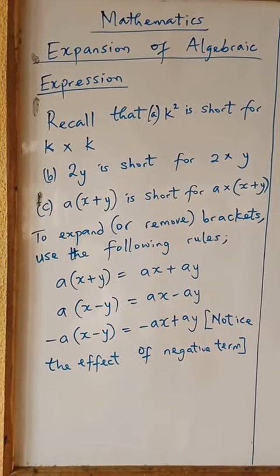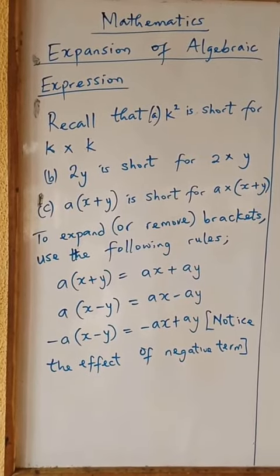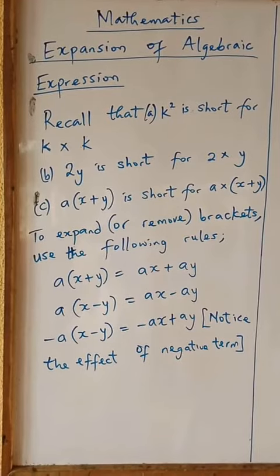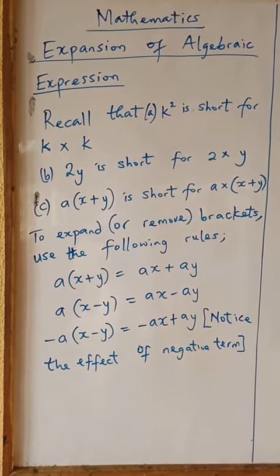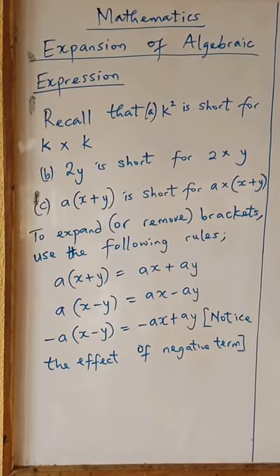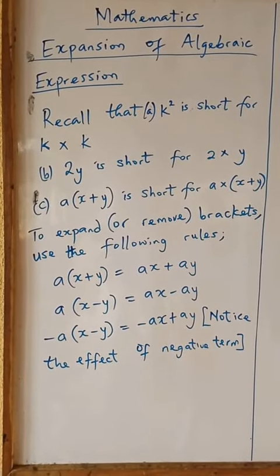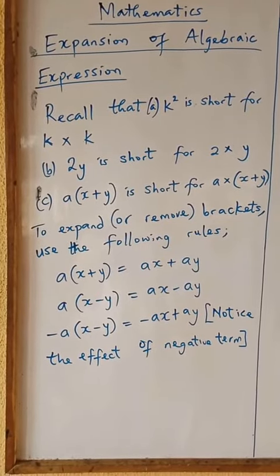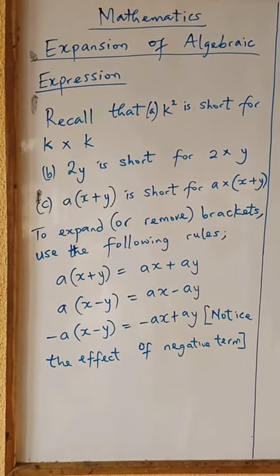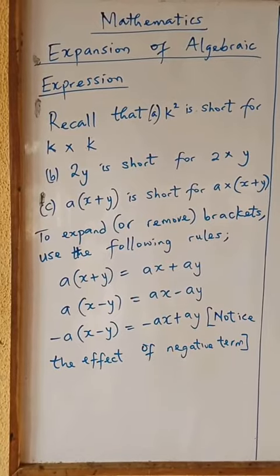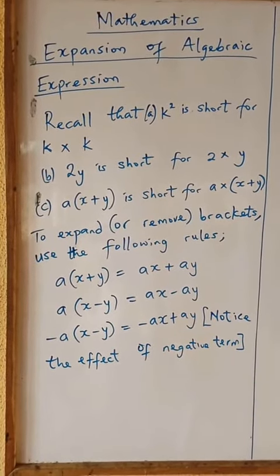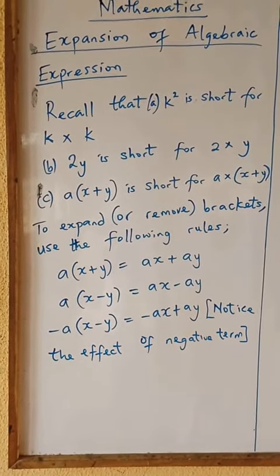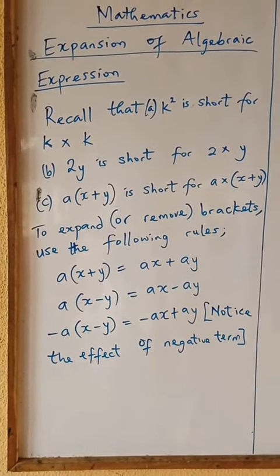And likewise, when you have a into bracket x minus y, by the time you use the value of a that is outside the bracket to open the bracket, your result will be ax minus ay. And likewise, when you use minus a to open the bracket of x minus y, your result will be minus ax plus ay. If you take note, you will discover that the sign change. Why? Because minus times minus will give us plus.